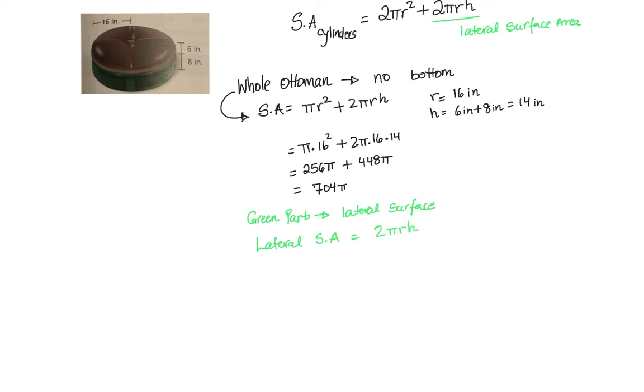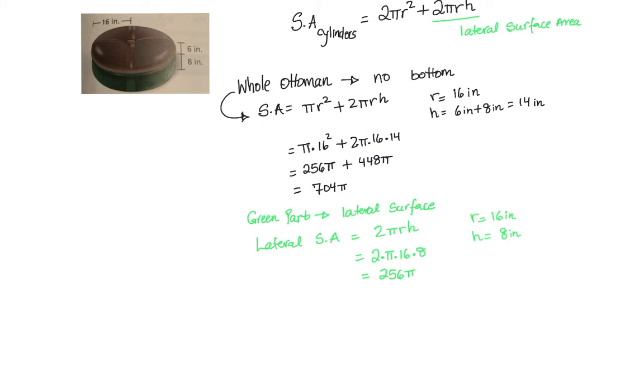And now I need to establish what my dimensions are. The radius is still 16 inches. The height, however, for just the green part is 8 inches. So now substituting those in, I end up with 2 times pi times 16 times the 8 inches. And 2 times 8 is 16, and then 16 times 16 is really 16 squared. So I'm back to getting 256 pi. So that's just the lateral surface.